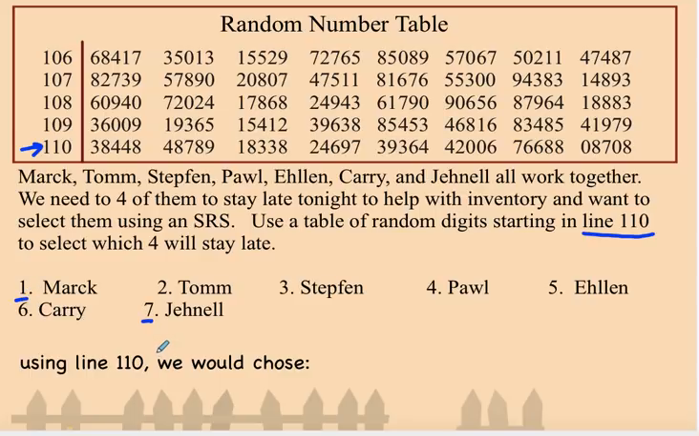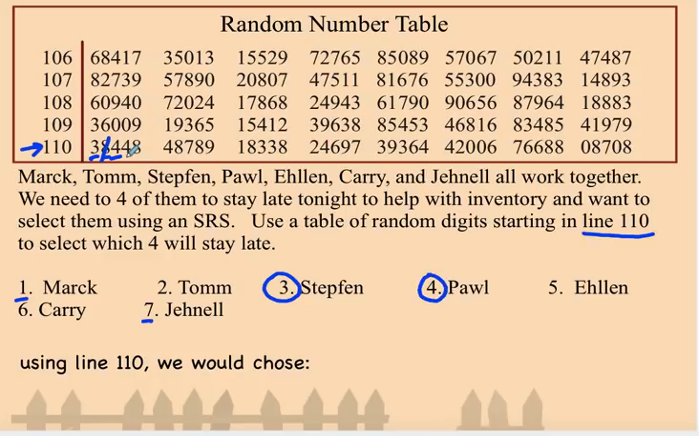So now what we're going to do is start on line 110. The first number is a 3. That corresponds to Stephen. He gets to stay late. The next number is an 8. We don't have anybody that's an 8, so we're going to skip it. The next person's a 4, so Paul gets to stay late.